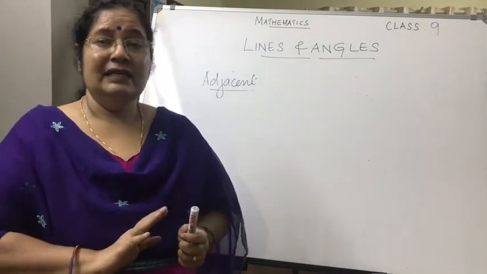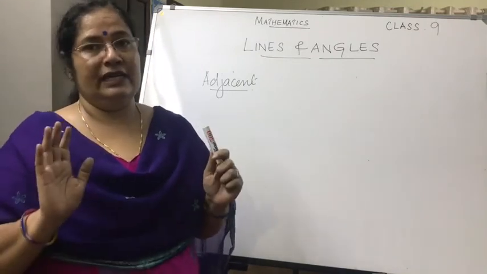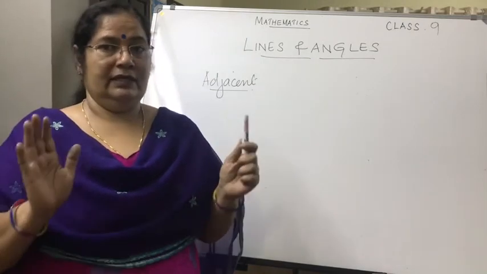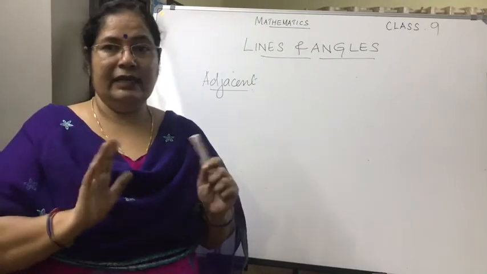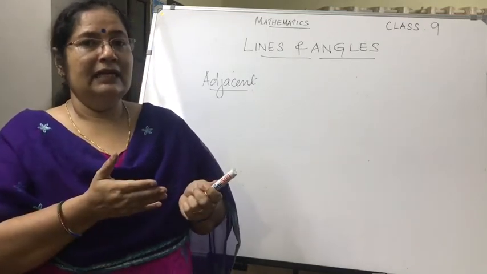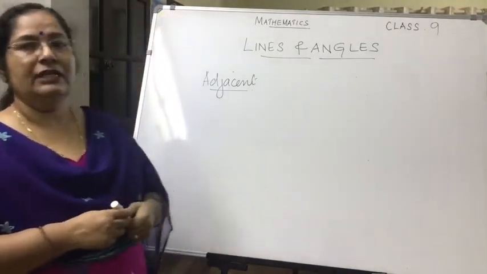But certain conditions are to be followed for that adjacent angle, that nearby angles. Only then we will call them as adjacent angles. Otherwise they are not adjacent angles. So adjacent angles means nearby angles with certain conditions. So let us see what the conditions are.